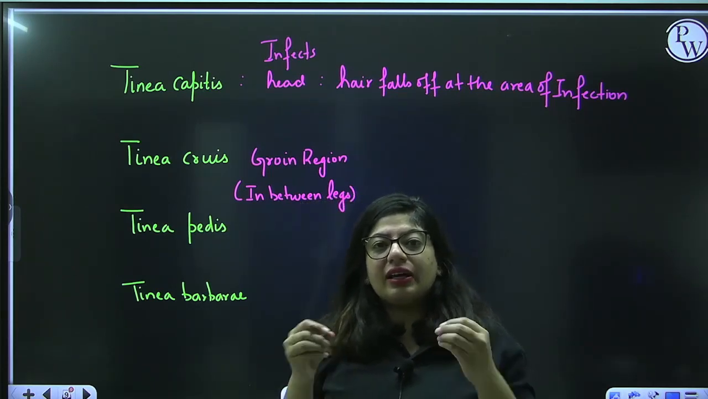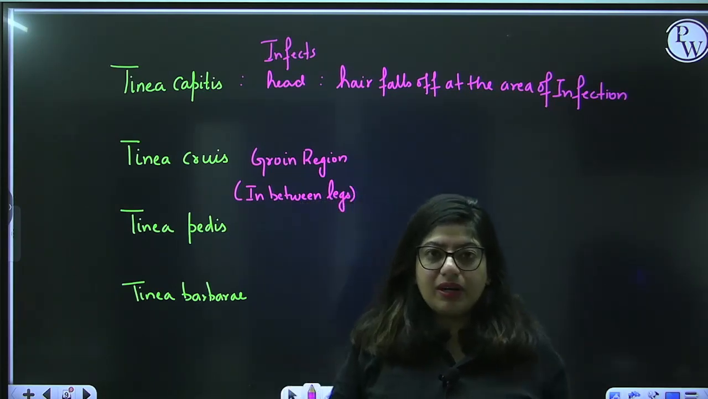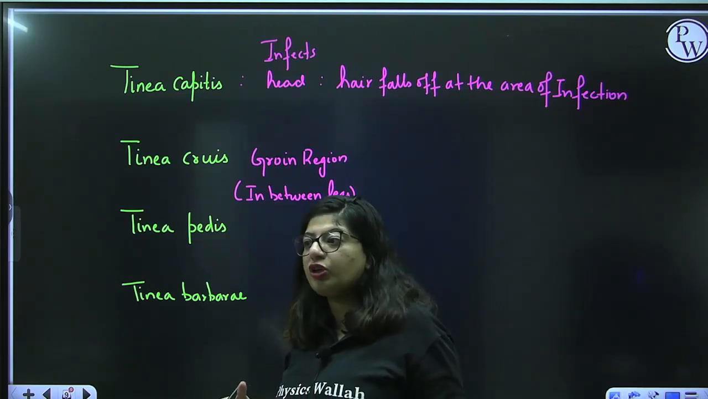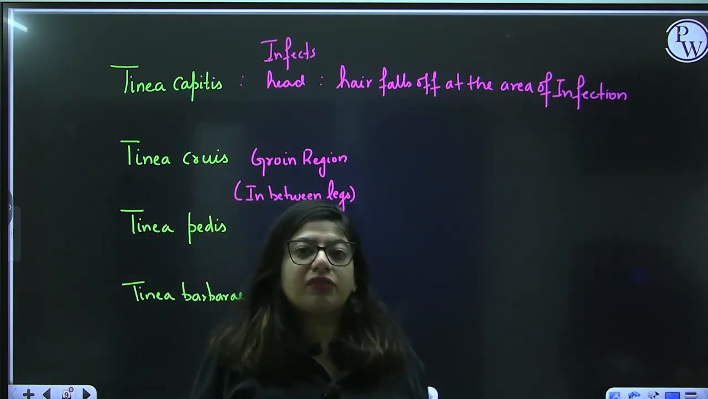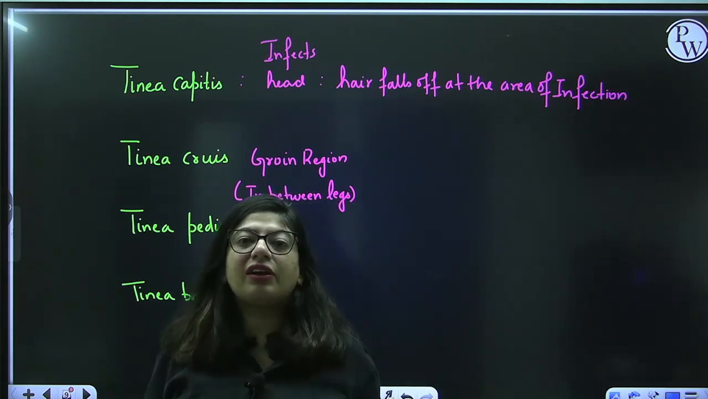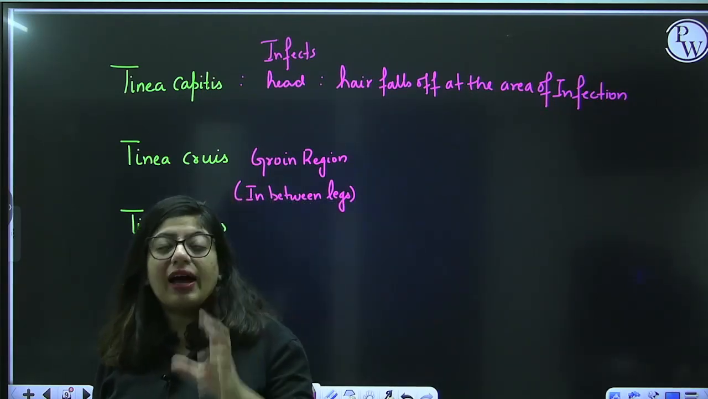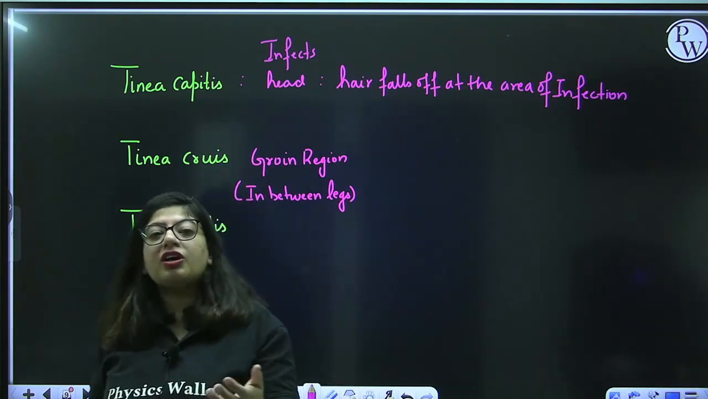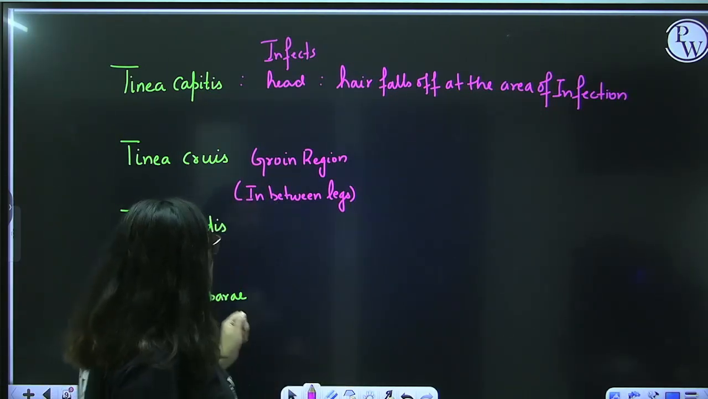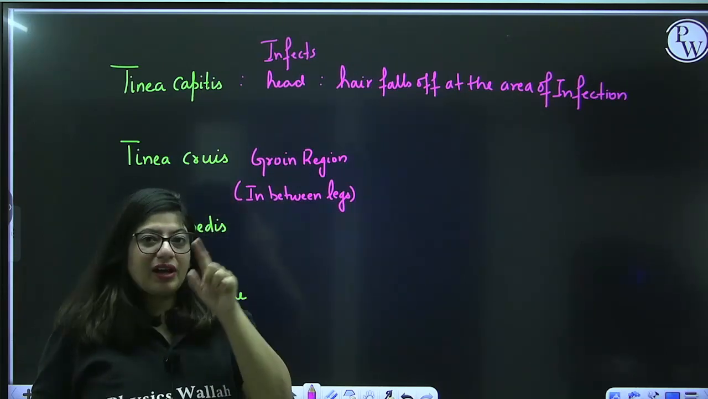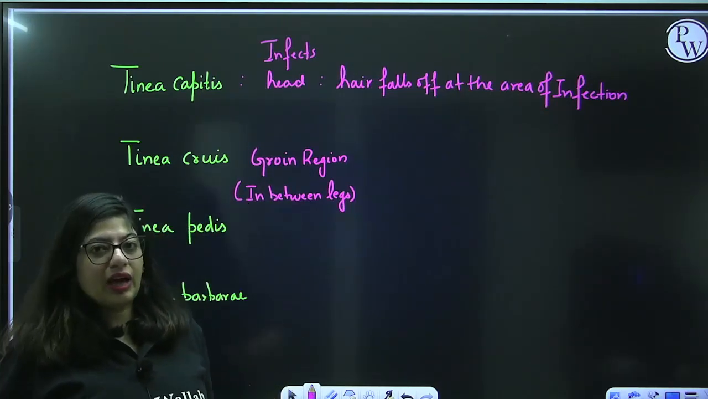Now why is it infecting there? That's the area where you wear undergarments, and if they are wet or you are in a very sweaty condition, there are more chances of spread of the disease. That's the area that remains wet for a longer duration. So that's why tinea cruris is more common in those areas. Fine. So in the groin region you will see red patches, and it can spread towards the thigh also.